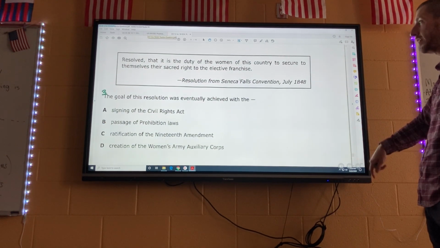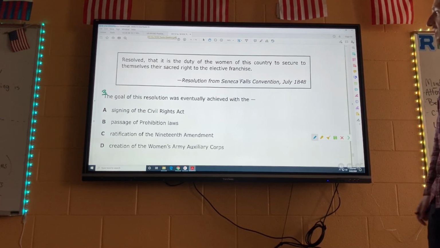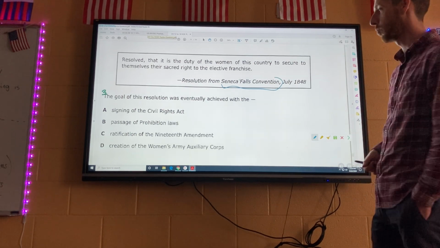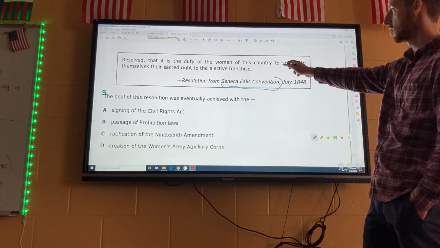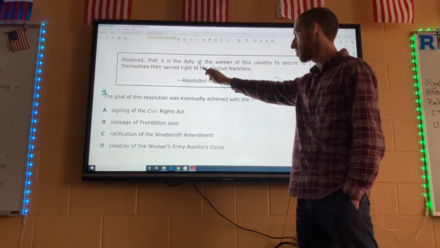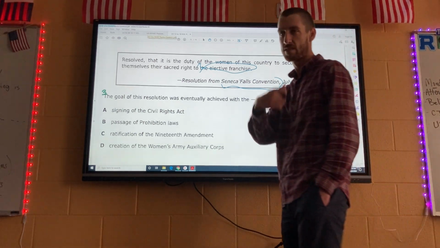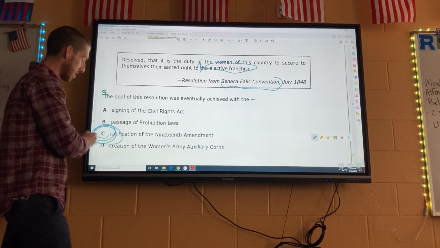It's very, very good. The goal of this resolution was eventually achieved with the Seneca Falls Convention. You learned that in 8th grade. They were looking for the women's right to vote. So what is it? It says, resolved, is the duty of the women of this country to secure to themselves their sacred right to the elective franchise. And if you know, franchise means right to vote, because of disenfranchisement methods from when we learned about Reconstruction. So 3 is C.